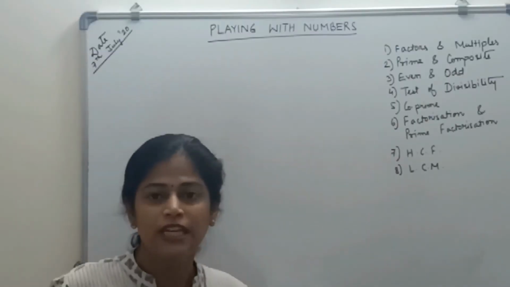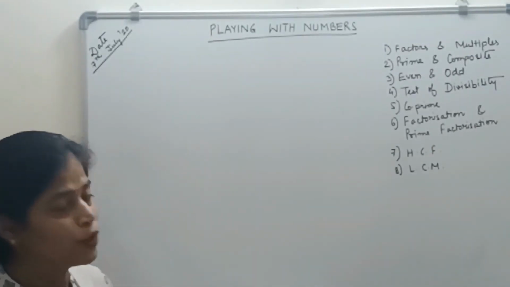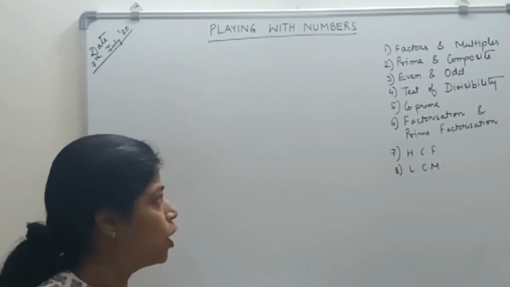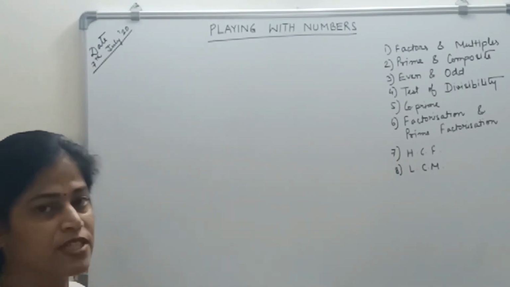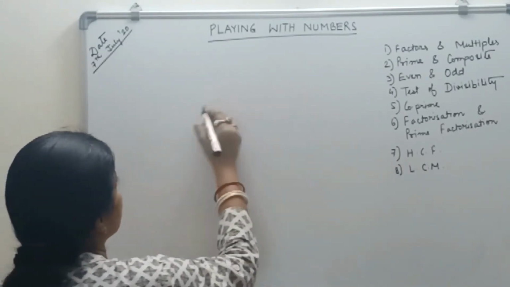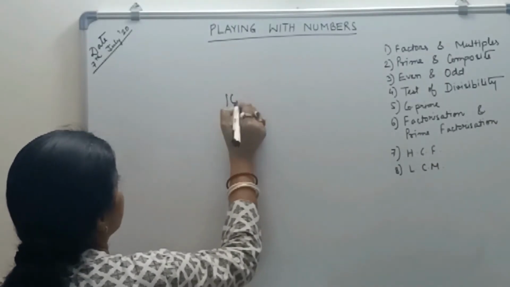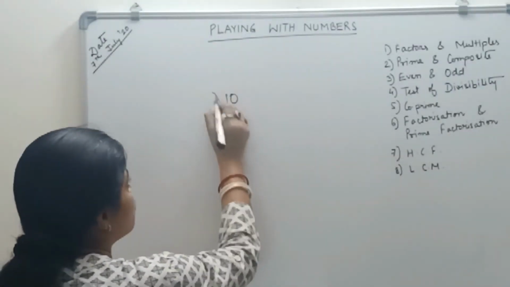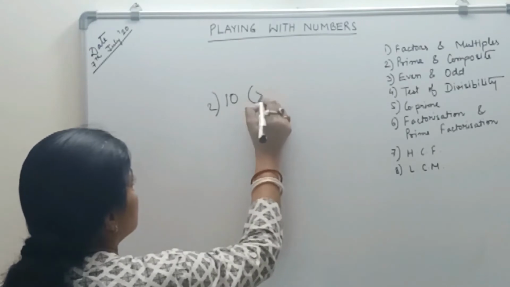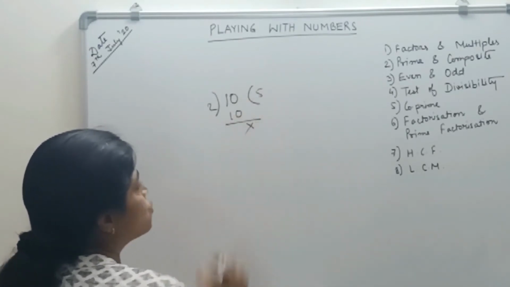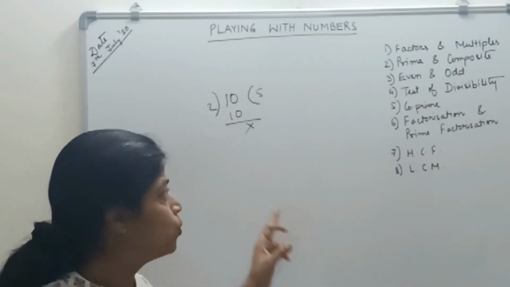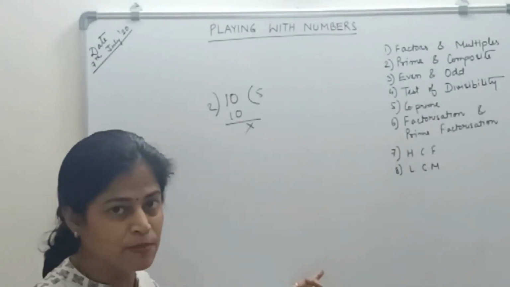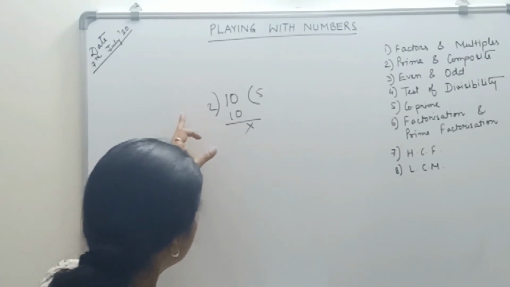Now, coming to even and odd. What is an even number and what is an odd number? An even number means a number that is exactly divisible by 2. Suppose I take the number 10. If I divide it by 2, is there any remainder? 2 fives are 10. No, there is no remainder. So that means 10 is exactly divisible by 2. When a number is exactly divisible by 2, it is an even number.